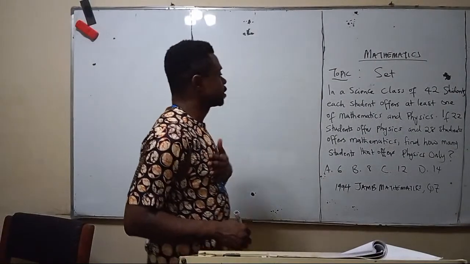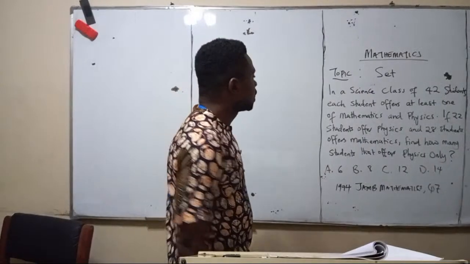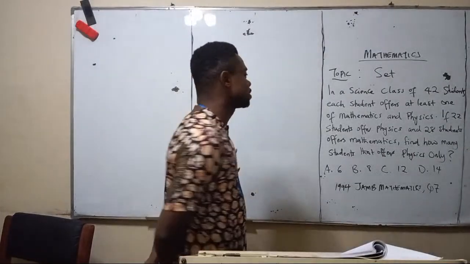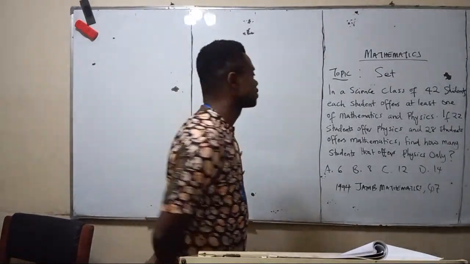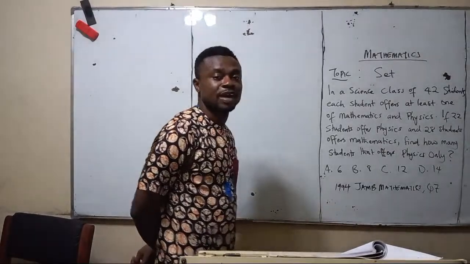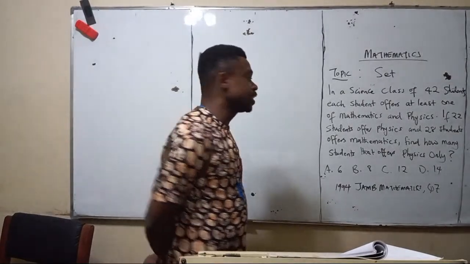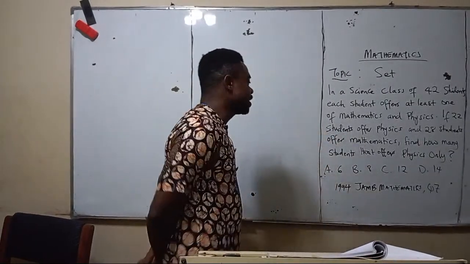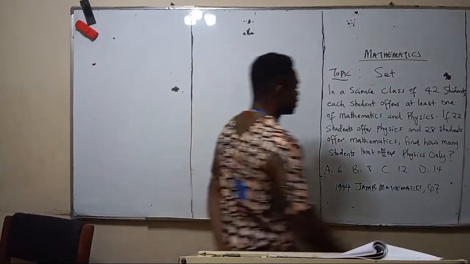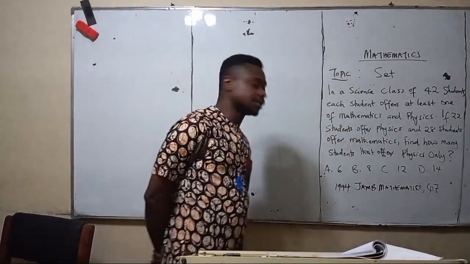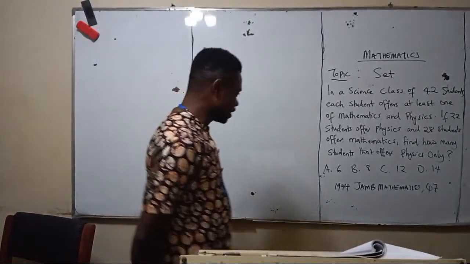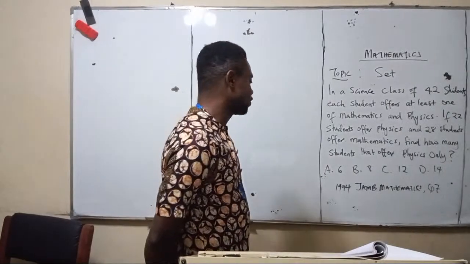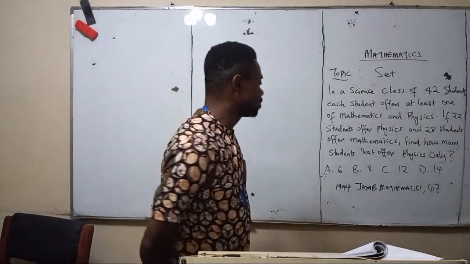The question says, in a science class of 42 students, each student offers at least one of mathematics and physics. If 22 students offer physics and 28 students offer mathematics, find how many students offer physics only. Option A is 6, B is 8, C is 12, D is 14. 1994 JAM Mathematics question 7.